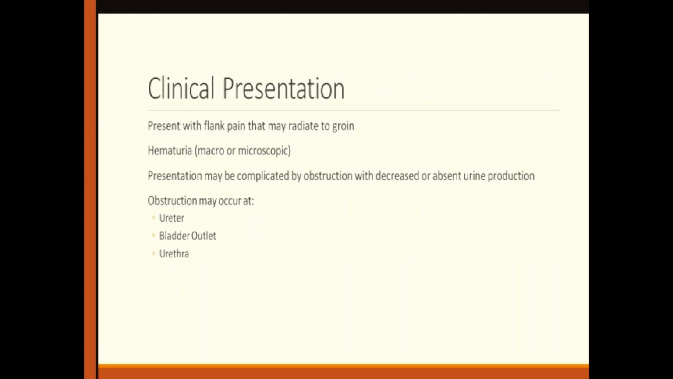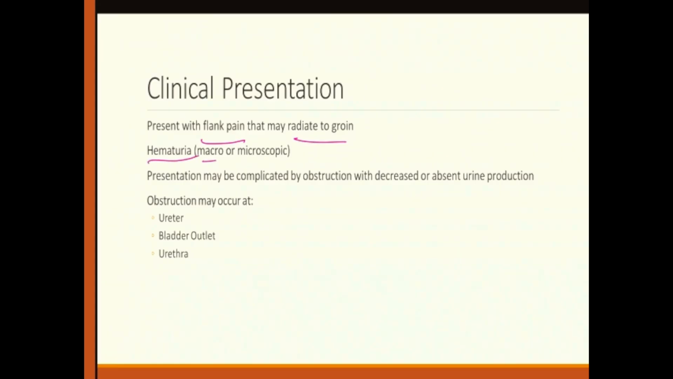So presentation of renal stones: flank pain that may radiate to the groin. You do CVA tenderness to see if it elicits any pain. Hematuria. What does macro mean? Large enough that you can see it with your own eye. So you can see the red blood in the urine. If it was microscopic, only on urinalysis would you see the red blood cells. But when it's macroscopic, you can see with your own eye that there's blood in the urine.